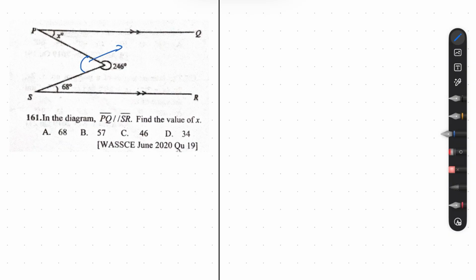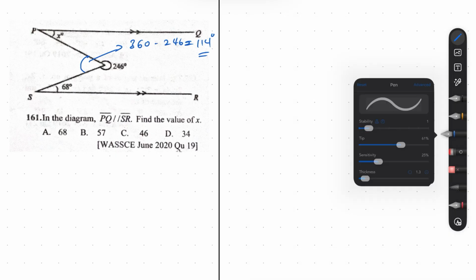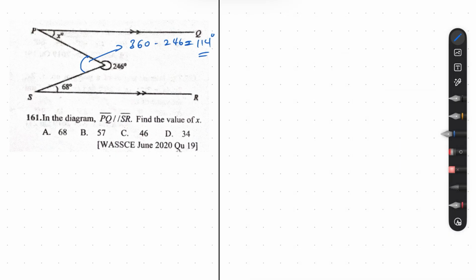So that angle here plus this angle should give us 360, right? So to find this angle, that will be 360 minus this angle, okay? So we have 360 minus 246. That will give us what? 114, okay? So this angle right here gives us 114 degrees, okay? Cool. Now, let's try to draw a parallel line through this point right here.